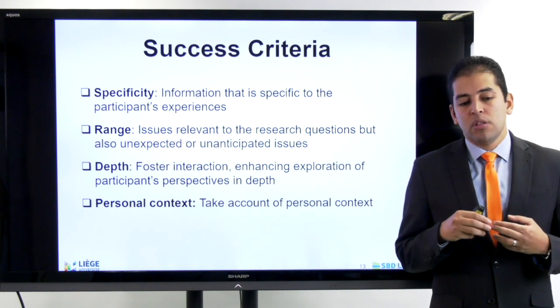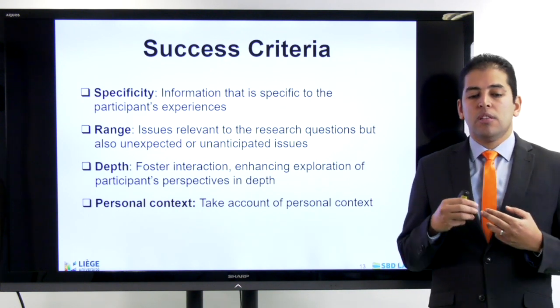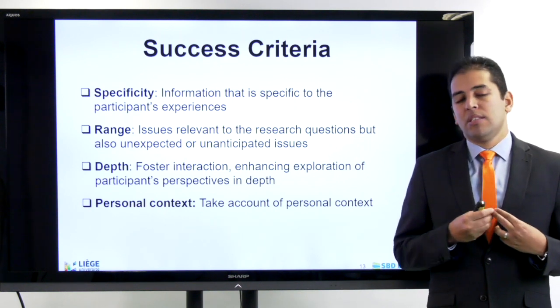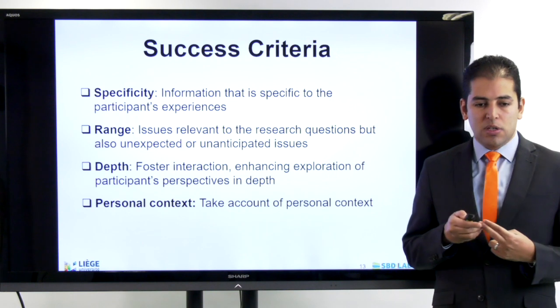And number 4, the personal context is very important. You need to take into account the personal context of the people. And this is part of the success criteria.